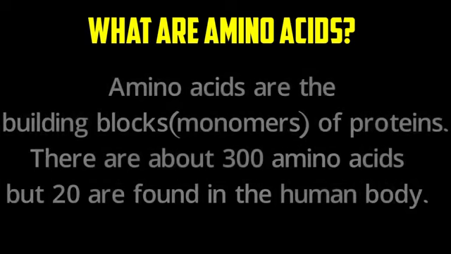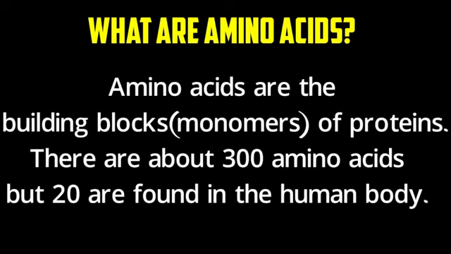Now, what are amino acids? Amino acids are the building blocks or monomers of proteins. There are about 300 amino acids, but 20 are naturally found in the human body. So let's talk on how to memorize the amino acids. I'm going to give you a mnemonic.